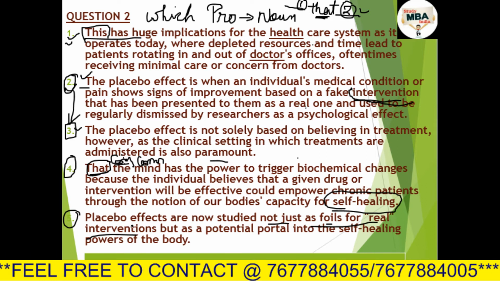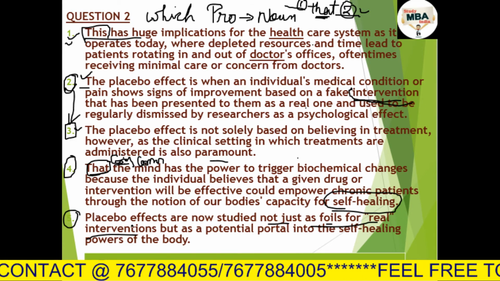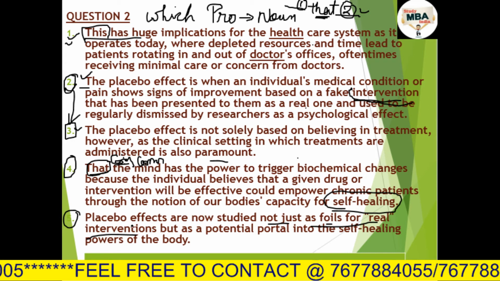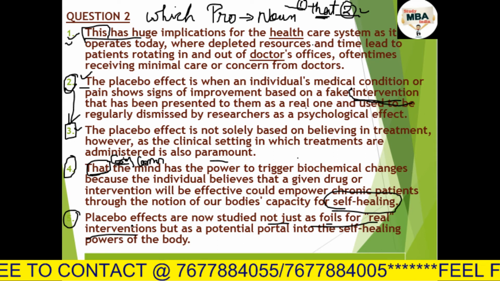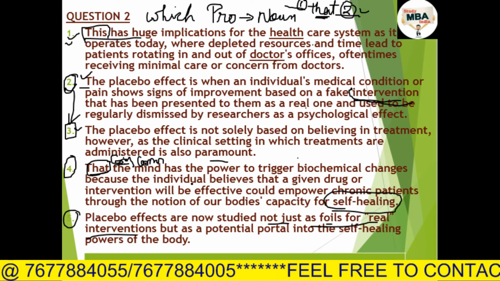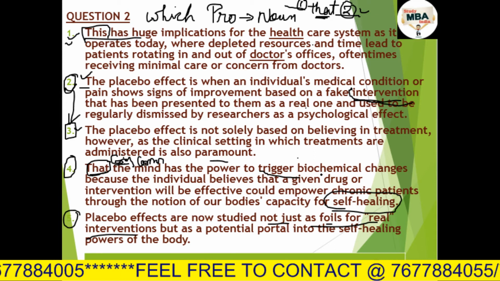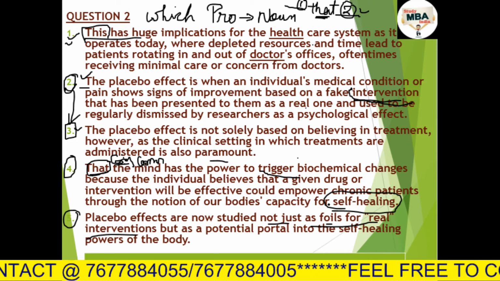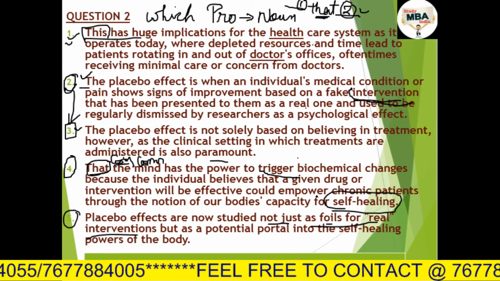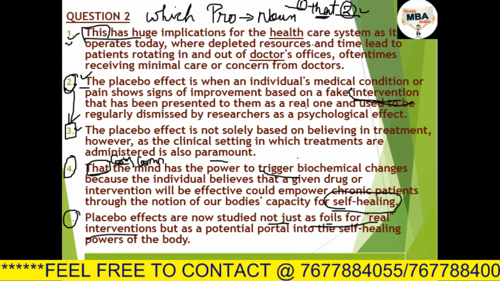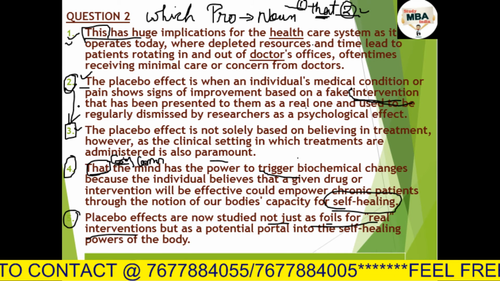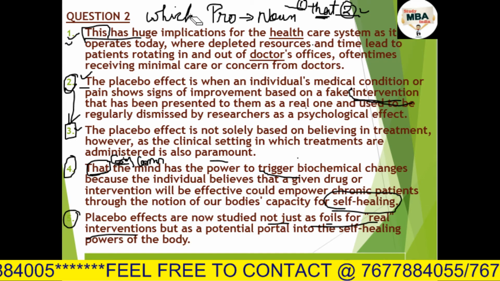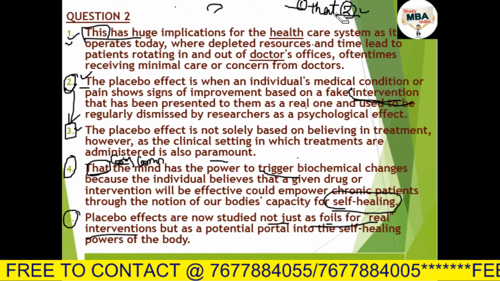Patients think that they are being treated, but they are not. And by thinking that they are being treated well, they trigger the biochemical changes in their body, which switch on the self-healing process. So this is how the placebo effect works. So what we have to do is go through the first one, like 2 will be our first sentence. Let me have some space.